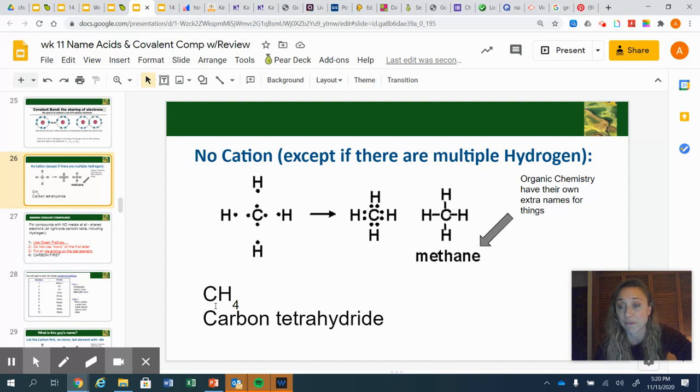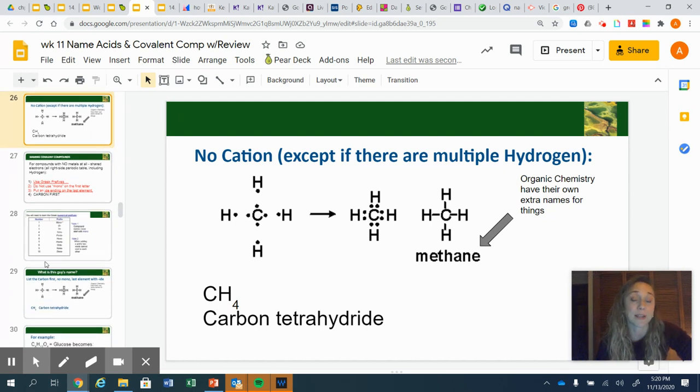Remember, the carbon has to be listed first. There's no cations listed first, at least. And there's 4 hydrogen. Here's what it looks like when the carbon shares its 4 electrons with 4 different hydrogen. It could share with something else, but we're going to name it carbon tetrahydride, IDE ending. Notice we don't say monocarbon tetrahydride. That's actually methane. We do maybe have a common name for it, especially organic chemists with all their carbon-containing compounds.